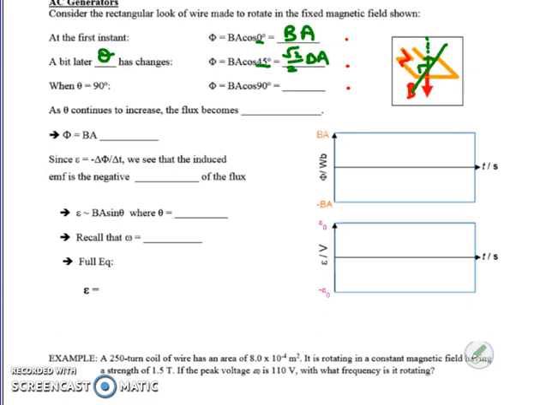And then if we rotate it a little time later, such that the loop is oriented 90 degrees, here is the loop, and here are the field lines coming out. Then we see that the normal to the face is like that, and the angle here is 90 degrees, so the cosine of 90 is 0, and we have no flux. Okay, so we've gone from a maximum to 0 in a quarter of a turn.